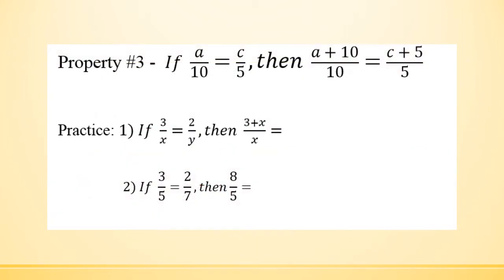Now let's look at some properties of proportions that we really haven't covered yet. Let's look at property number 3. If I have A over 10 equals C over 5, then A plus 10 over 10 equals C plus 5 over 5. Really what this is saying is, if I have a proportion set up, which we do, A over 10 equals C over 5, then whatever A and C are, this proportion is true. If you were to cross multiply, you'd get 5 times A equals 10 times C. So that's a true statement.